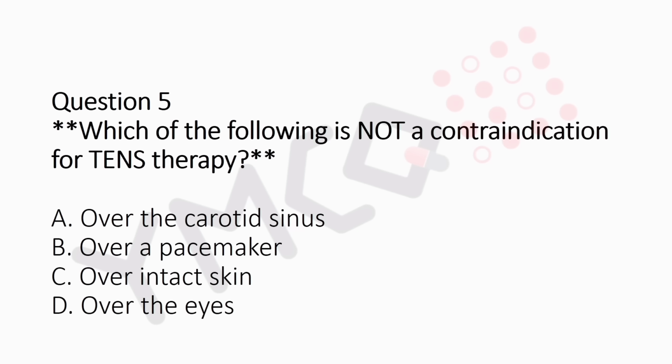Which of the following is not a contraindication for TENS therapy? Option A, over the carotid sinus. Option B, over the pacemaker. Option C, over the intact skin. Option D, over the eyes. And the answer is option C, over the intact skin. Now let's move to question number 6.